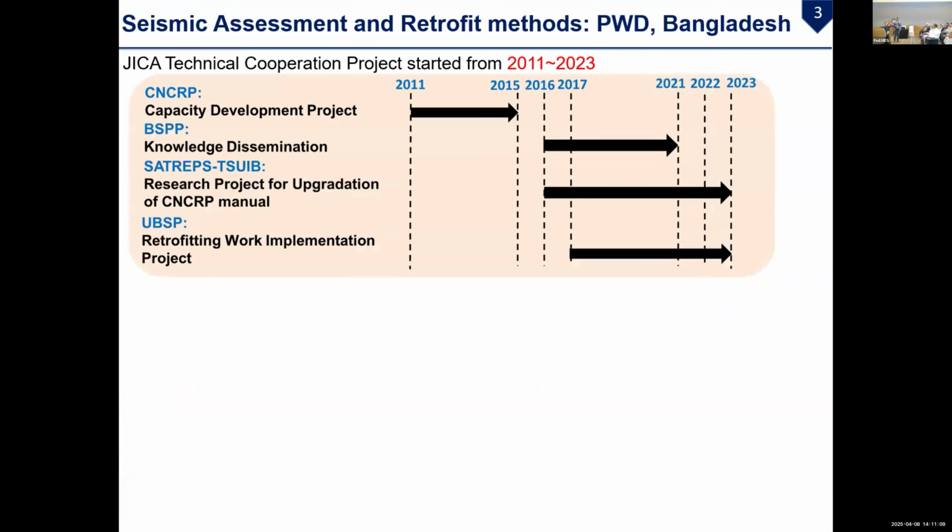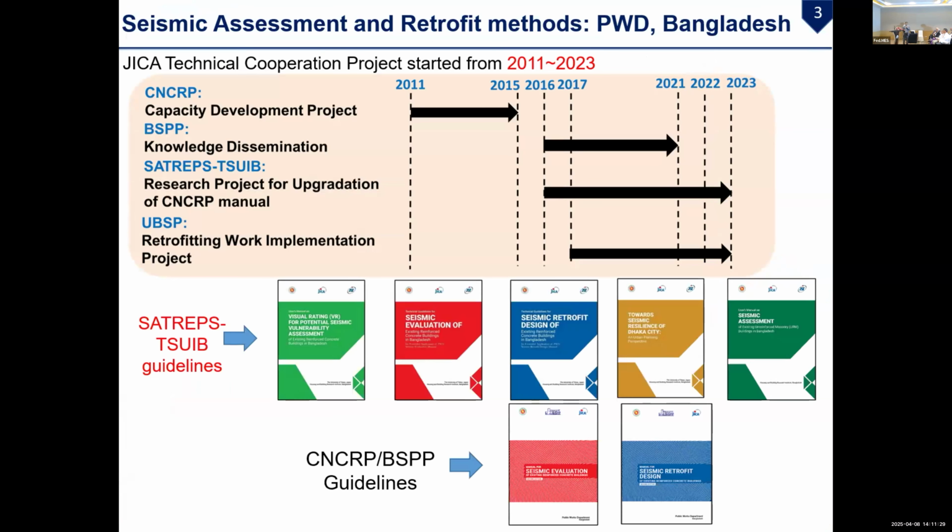And for the last 12 or 13 years, we have had several research projects and technical cooperation projects by JICA, like CNCRP, BSPP, and SATIP SWIP projects, and also UBSP projects. From these projects, supported by JICA Technical Cooperation, we developed several manuals for seismic evaluation and also retrofitting and urban planning strategy. Those manuals work together in Bangladesh. We are now using those manuals, developed by PWD, Ministry of Housing and Public Works in Bangladesh, supported by JICA.